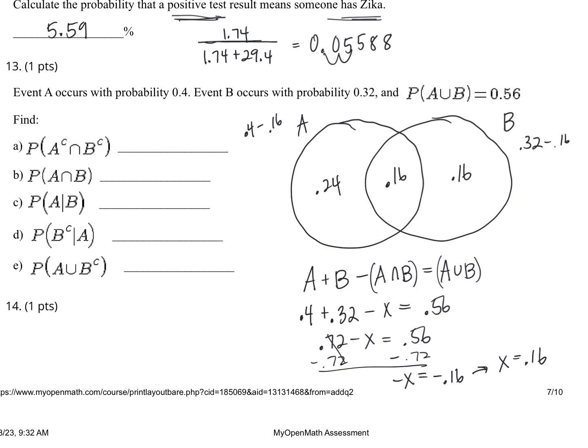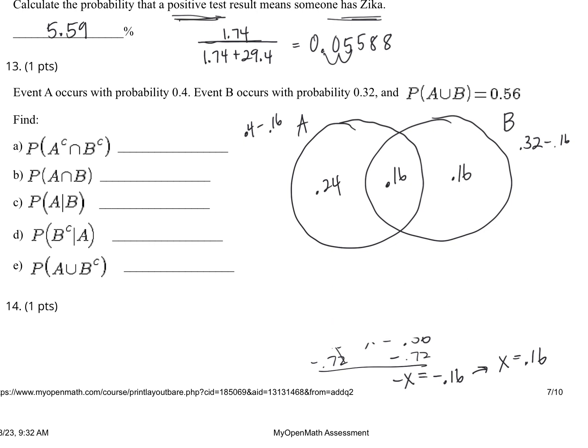Okay, so if we add all three numbers that are in the circles, we should get 0.56, and we do, so that's a good check. Since this is probabilities, the probability has to total 1. So if we do 1 minus 0.56, we'll see that 0.44 is going to be out here. Okay, so now let's use that to answer the questions.